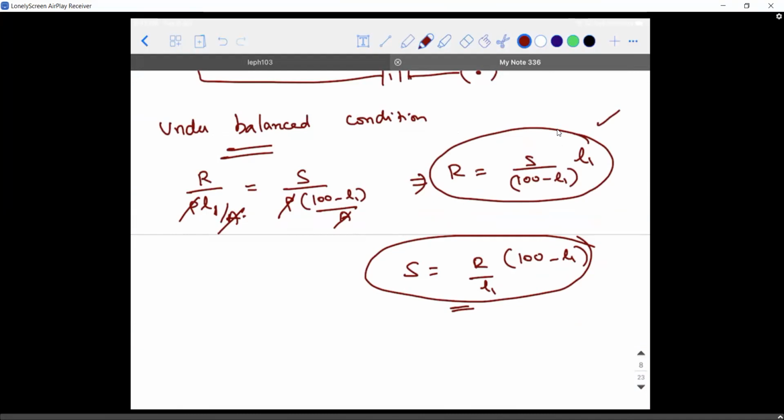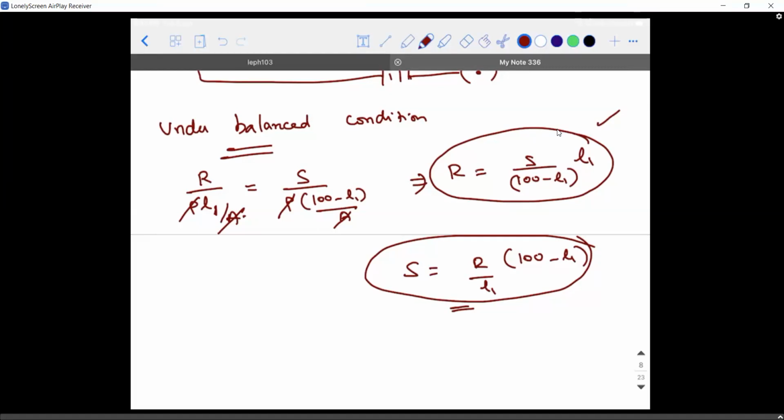Clear? Yes, sir. Okay. Please make a note of this pointer. So I'll tell you how to solve the problems based on this.